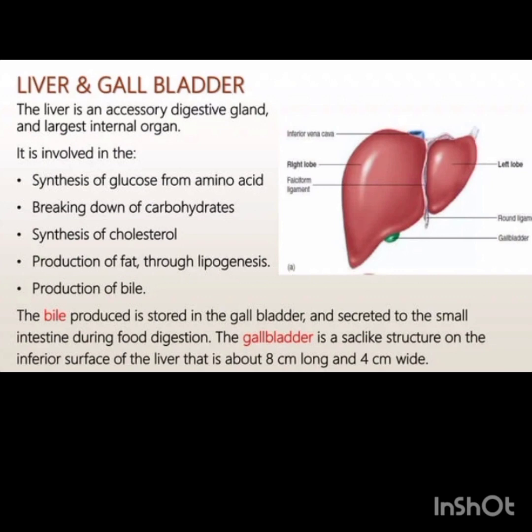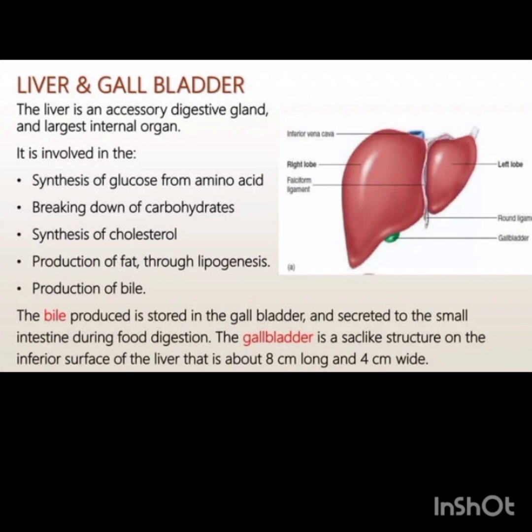Next part is the liver and gallbladder. The liver is an accessory digestive gland and the largest internal organ, my dear. Otherwise, the largest outer organ is the skin. It is involved in the synthesis of glucose from amino acids. From protein, it can synthesize glucose, sugars, and it also helps in the breakdown of carbohydrates by producing certain types of enzymes.